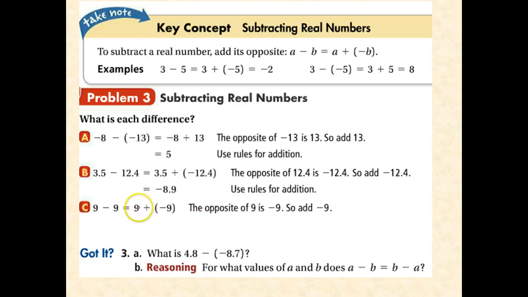9 minus 9 is the same as 9 plus negative 9. And then what do we have here? 9 and negative 9 is 0. That's the inverse property of addition.